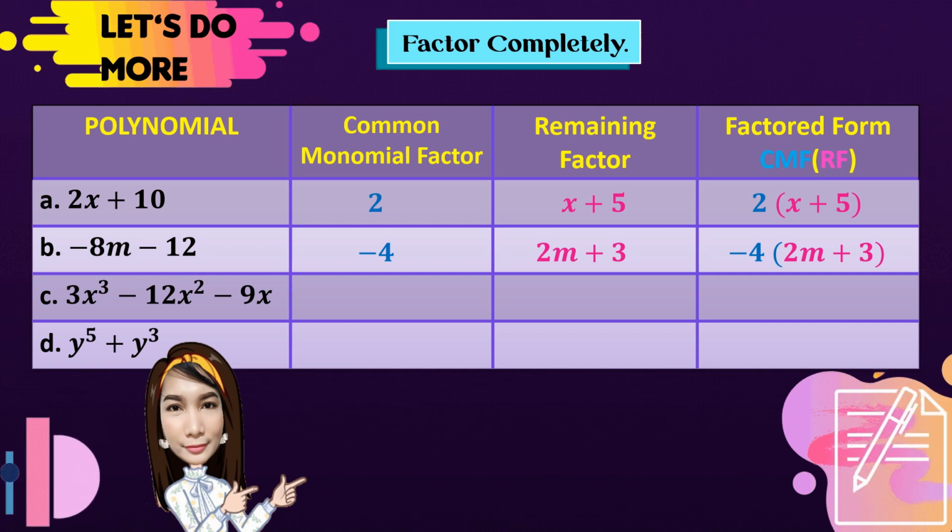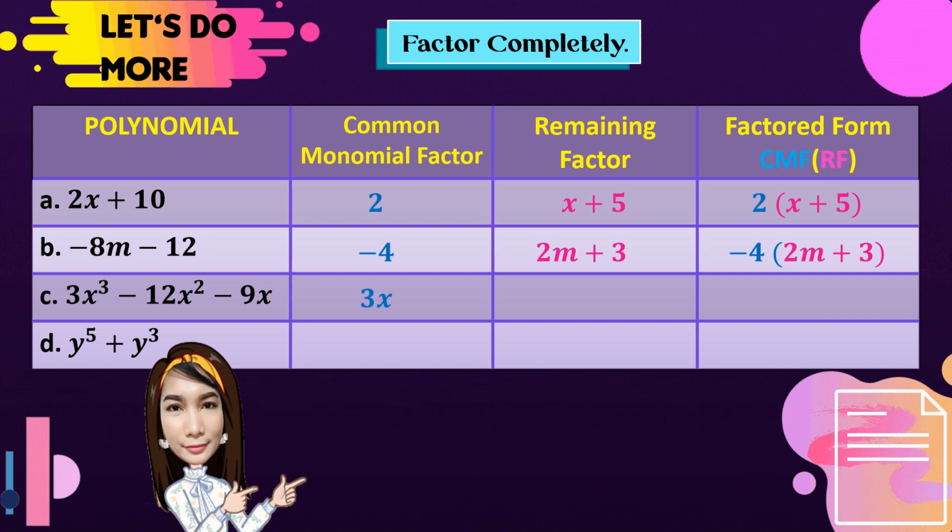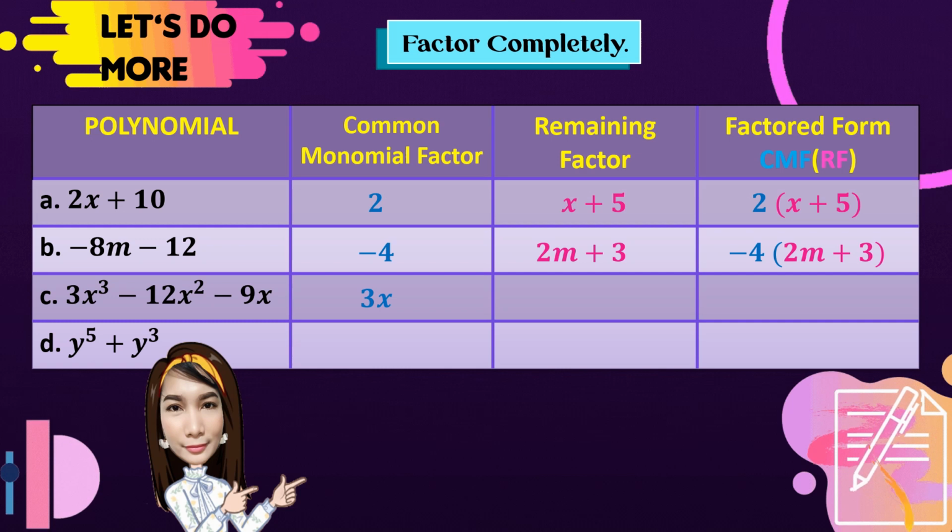Next, we have the trinomial 3x cubed minus 12x squared minus 9x. Let's start with the coefficients. We have 3, negative 12, and negative 9. And the common factor is 3. Then for the variable x, the lowest exponent is x raised to 1. No need to write 1, that is imaginary. Now, for the remaining factor, we're going to divide each term by the common monomial factor.